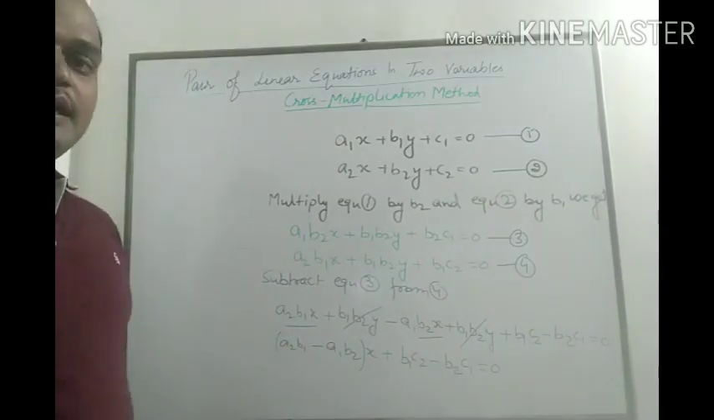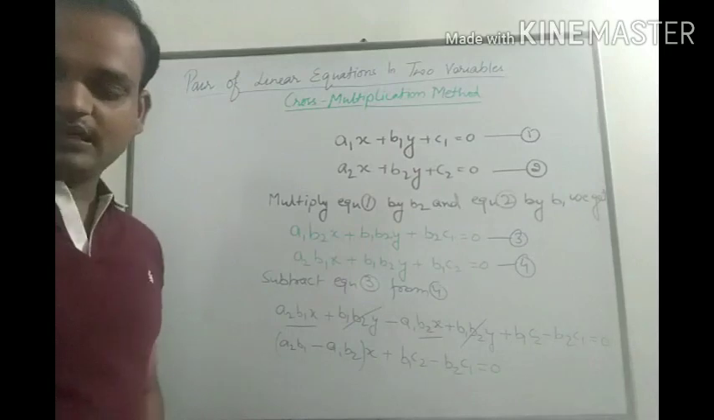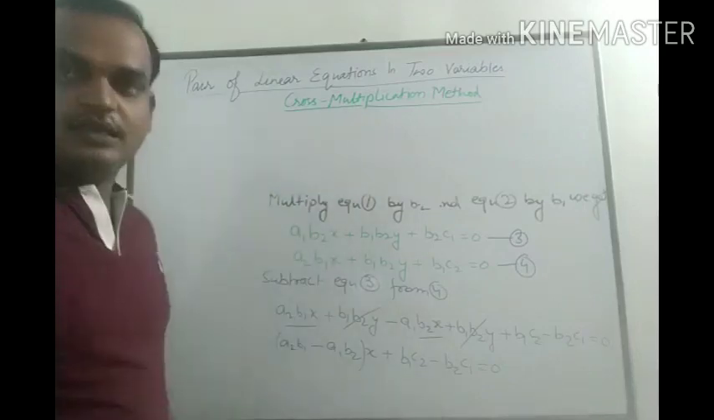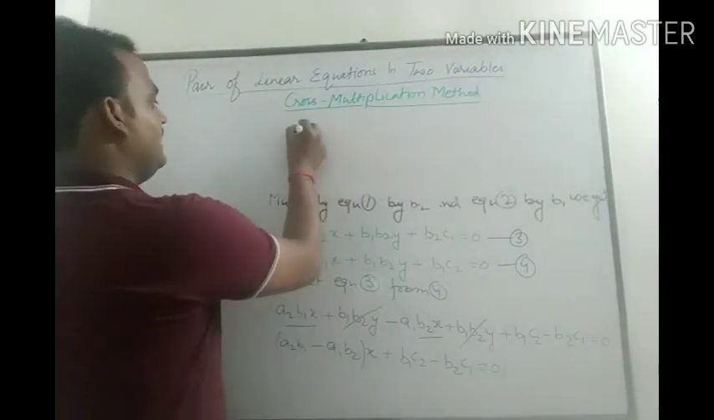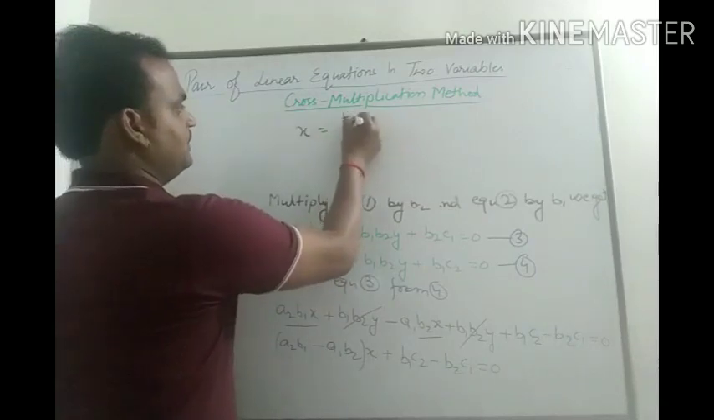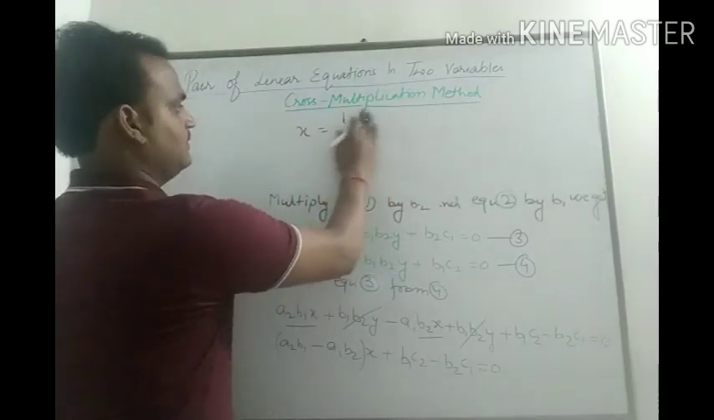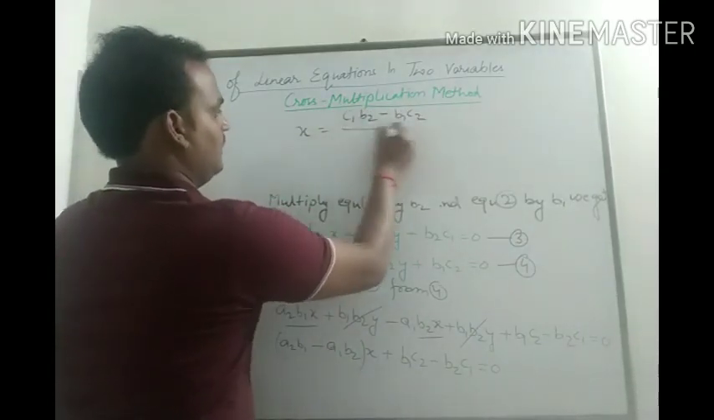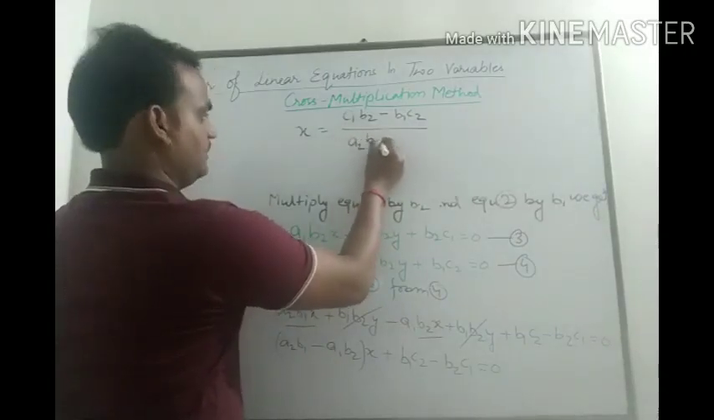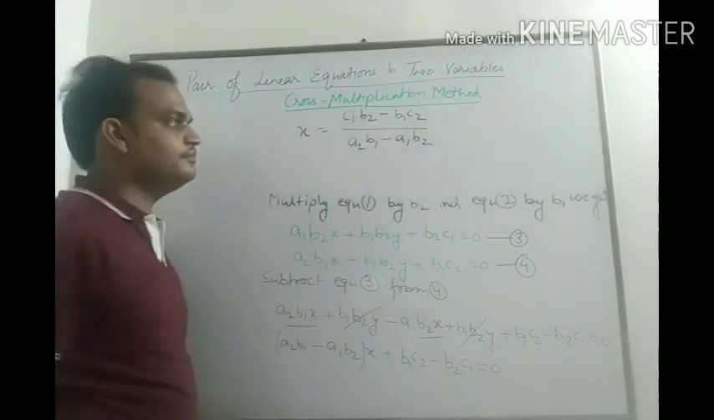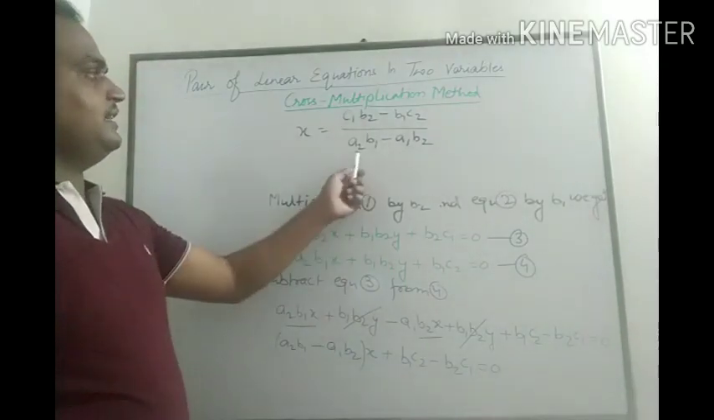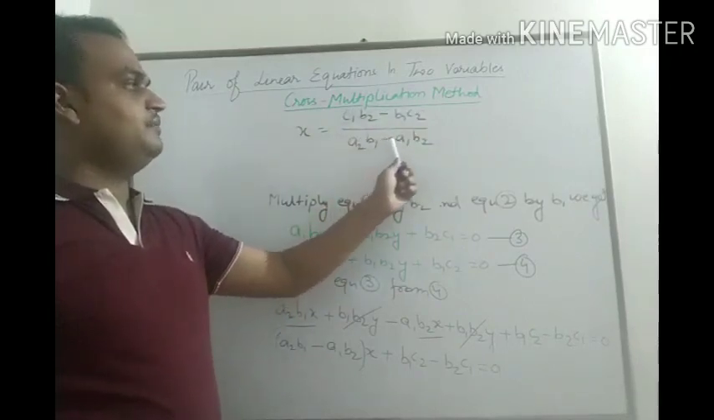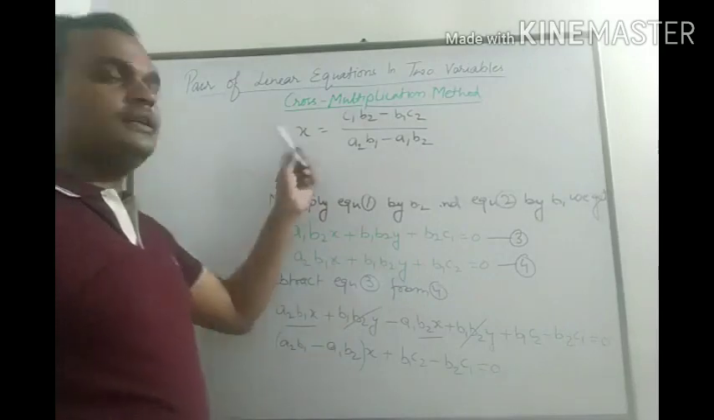Now if we try to solve this, I have to erase this. If we solve, we get x equals b1 c2 minus b2 c1 upon a2 b1 minus a1 b2. Okay, this will be like that: b1 c2 minus b2 c1 upon a2 b1 minus a1 b2. This comes as our x.